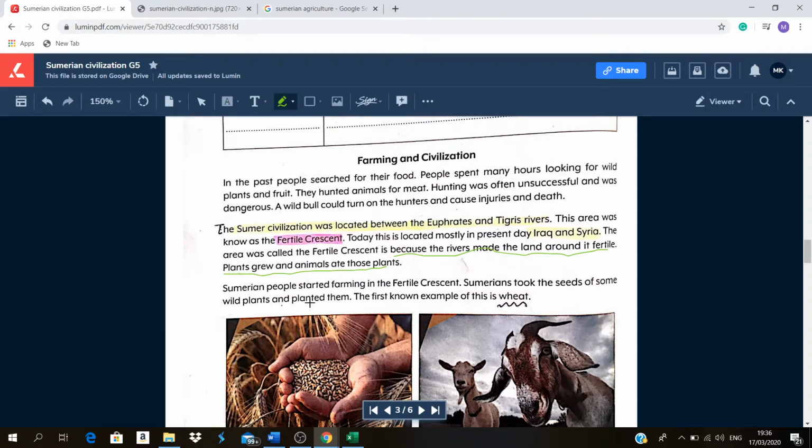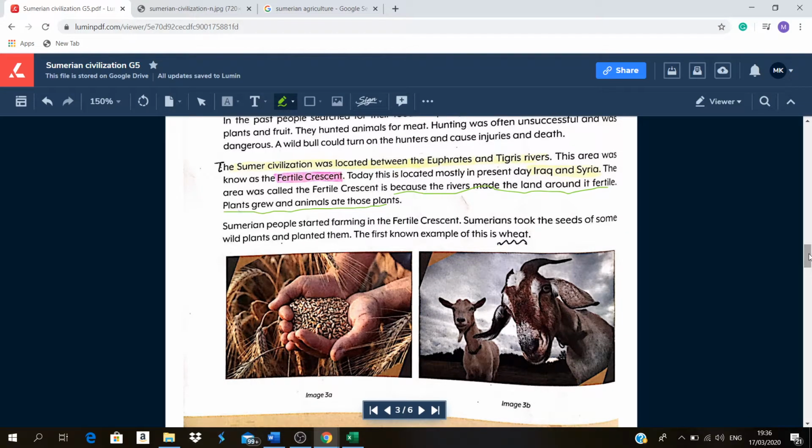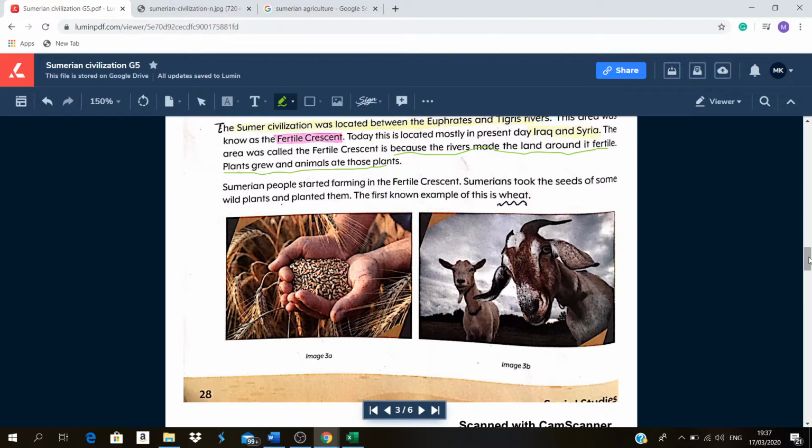So, Sumerian people started farming in the Fertile Crescent. Sumerians took the seeds of some wild plants and planted them. The first known example of this is wheat. In the past, Sumerians were hunters and gatherers. They were only hunting animals, then taking and eating them. But then they started to think of farming. So they started to take seeds of wild plants and plant them. The first thing they planted was wheat.